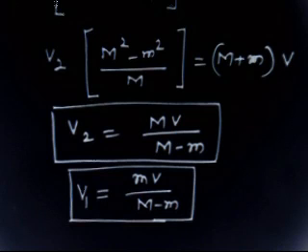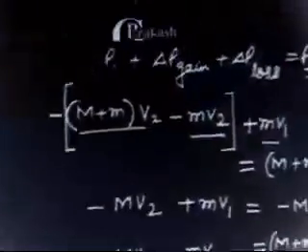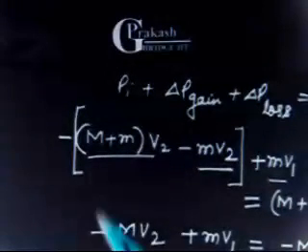So you have to think in terms of initial momentum, that is (M plus m) into v1. What is the loss in momentum? That is mv1. What is the gain in momentum? That is mv2. And you have to consider the proper sign also. You have to be very careful in writing this equation.